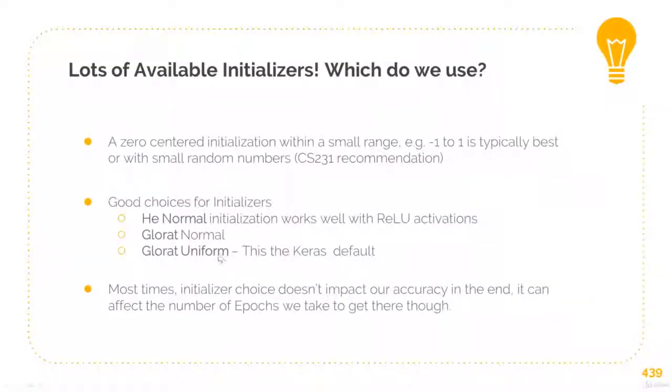So most times, just so you know, the initializer you choose doesn't really impact the accuracy you get in the end. However, it can definitely impact the number of epochs we take to get there. So it is something you can experiment with, maybe after the fact, if, for some reason, you read in a research paper that if you're using an Inception style model or a ResNet50 model, it works better with this type of initialization, then you change it. Otherwise, I would just stick with the Keras default.